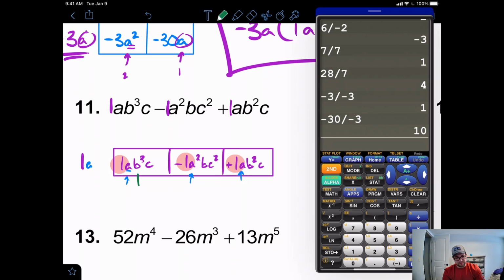Let's look at the b's. This one had 3 b's, this one had 1 b, and this one had 2 b's. Since 1 is smaller than 2 and 3, we can pull out 1b.